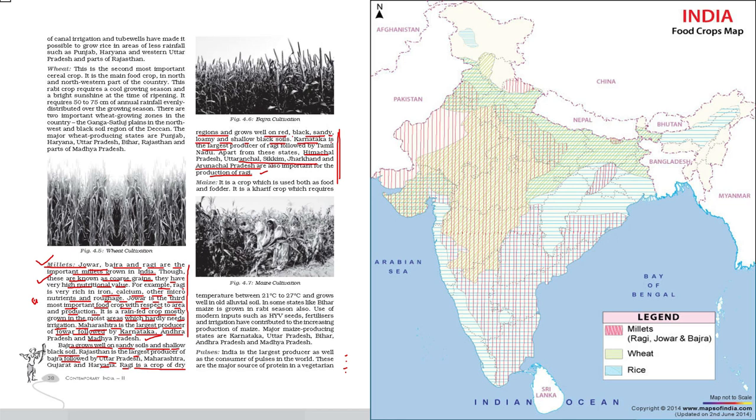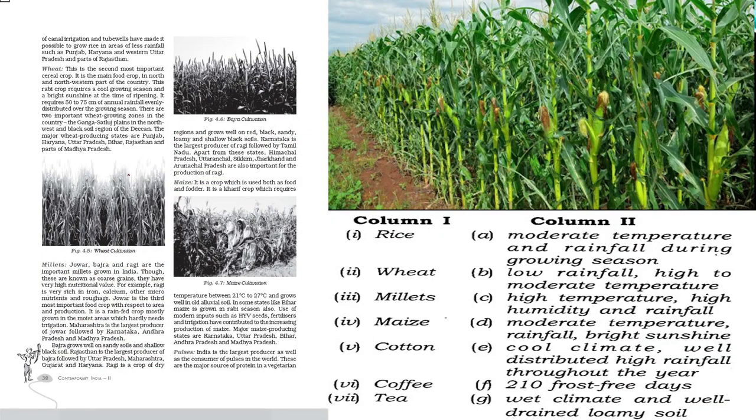Then we have maize, very nutritional again, and it is a crop which is used both as food as well as fodder. So maize you have seen, makai, we as human beings also eat them and it is also given to the animals as fodder. Fodder means pashuon ka chara. It is a kharif crop, that means it is grown during the kharif cropping season. It requires 21 to 27 degrees of temperature and it grows well in old alluvium soil.